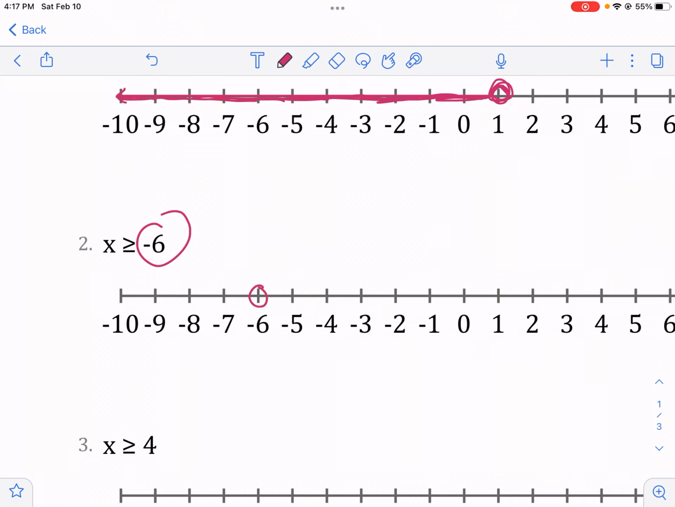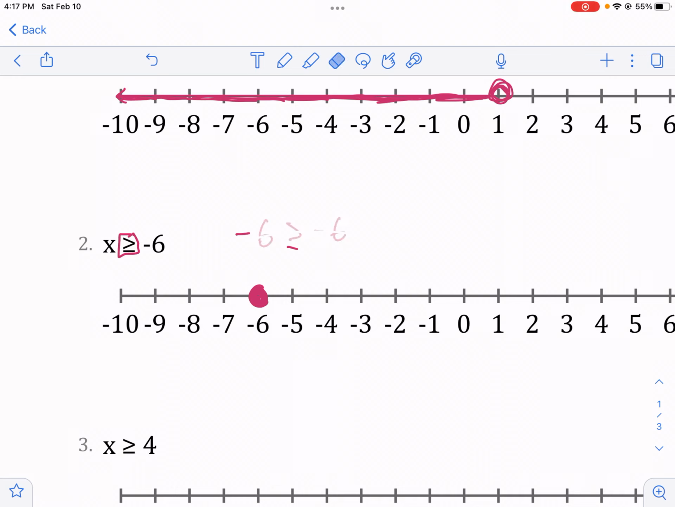Is it open or closed? Because it's a greater than or equal to sign right here, I know it's going to be a closed dot. That means -6 can be included. -6 is part of the solution. Is -6 greater than -6? It's not, but it's equal to it. So -6 is greater than or equal to -6, the or part being critical. So that's part of the solution set.